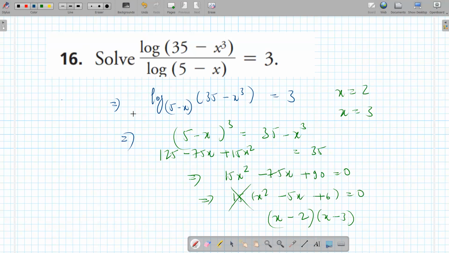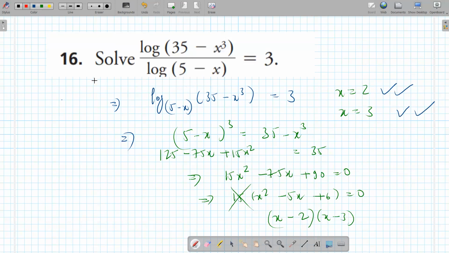Are they both valid? 5 minus 2 is good. 35 minus 8 is good. So 2 is valid. 5 minus 3 is good. 35, what's 3 cubed? 27. So both of them are valid in this case because they will both give us positive numbers when we plug it back in there.